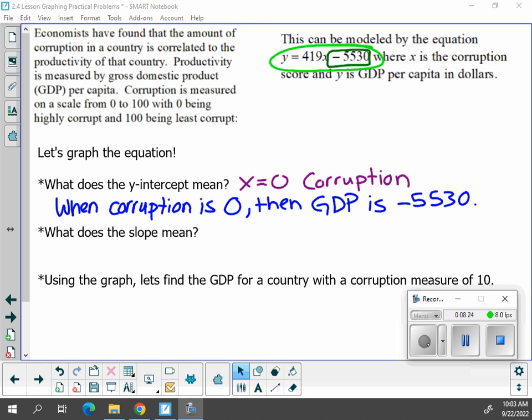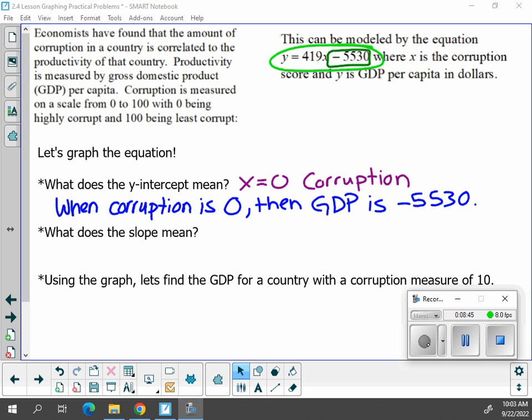It makes no difference if we know what those things mean, but we can use the information we have and we can interpret it this way. We're just going to use the words they give us. And who cares if we know what GDP is? I don't think I can explain it. But GDP is Y. And so when X is 0, when our corruption is 0, GDP is negative 5530.